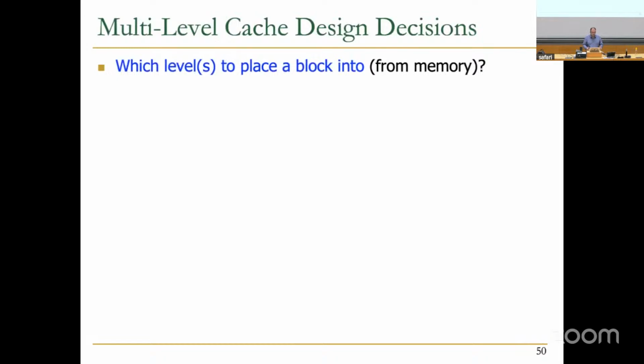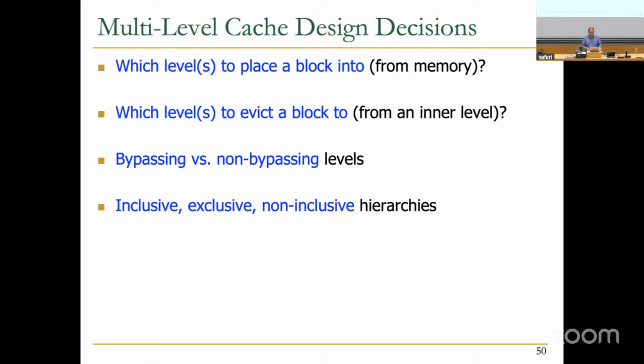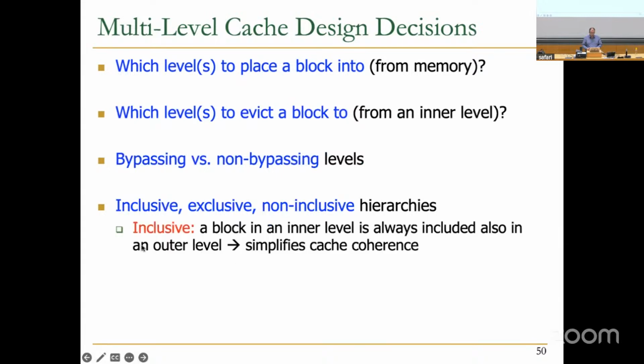So in multi-level cache design, as I discussed, there are a lot of decisions, like which levels to place a block into from memory, which levels to evict a block to or from an inner level, or also bypassing versus non-bypassing levels that we already also seen in some of the examples. Like when we wanted to bring data, for example, from L2 to the shared memory in that example, we simply bypass L1 caches. So people have defined these inclusive, exclusive, and non-inclusive hierarchies.